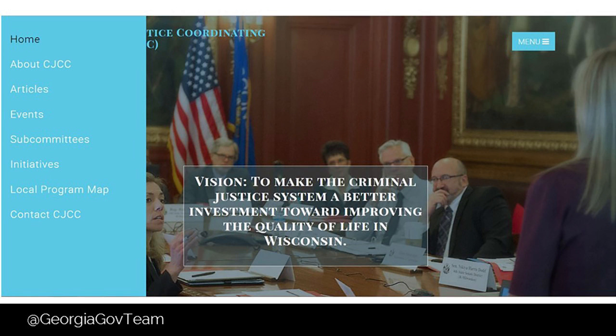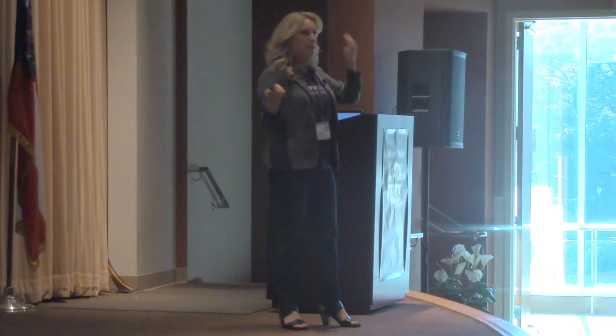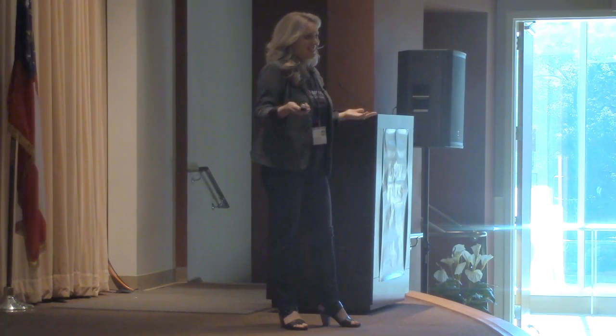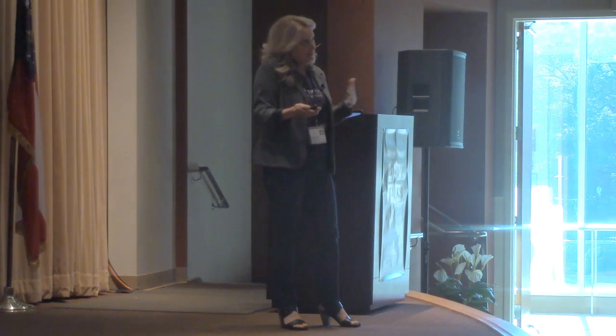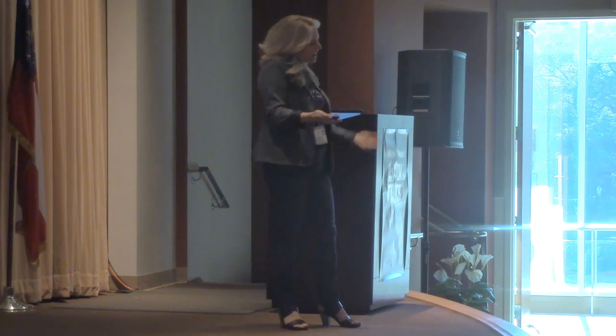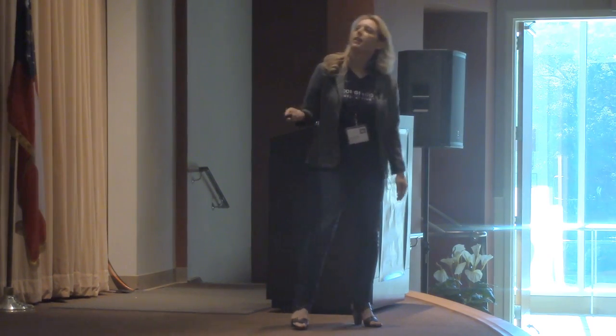When you're not sure of your wording or your phrasing, one good idea is to say it out loud. Let's see, I'm going to put my vision statement: to make the criminal justice system a better investment toward improving the quality of life in Wisconsin. That's a load of words. What does that really mean? So just try saying it before you write it, and that helps you determine whether or not you really want it as part of yours.